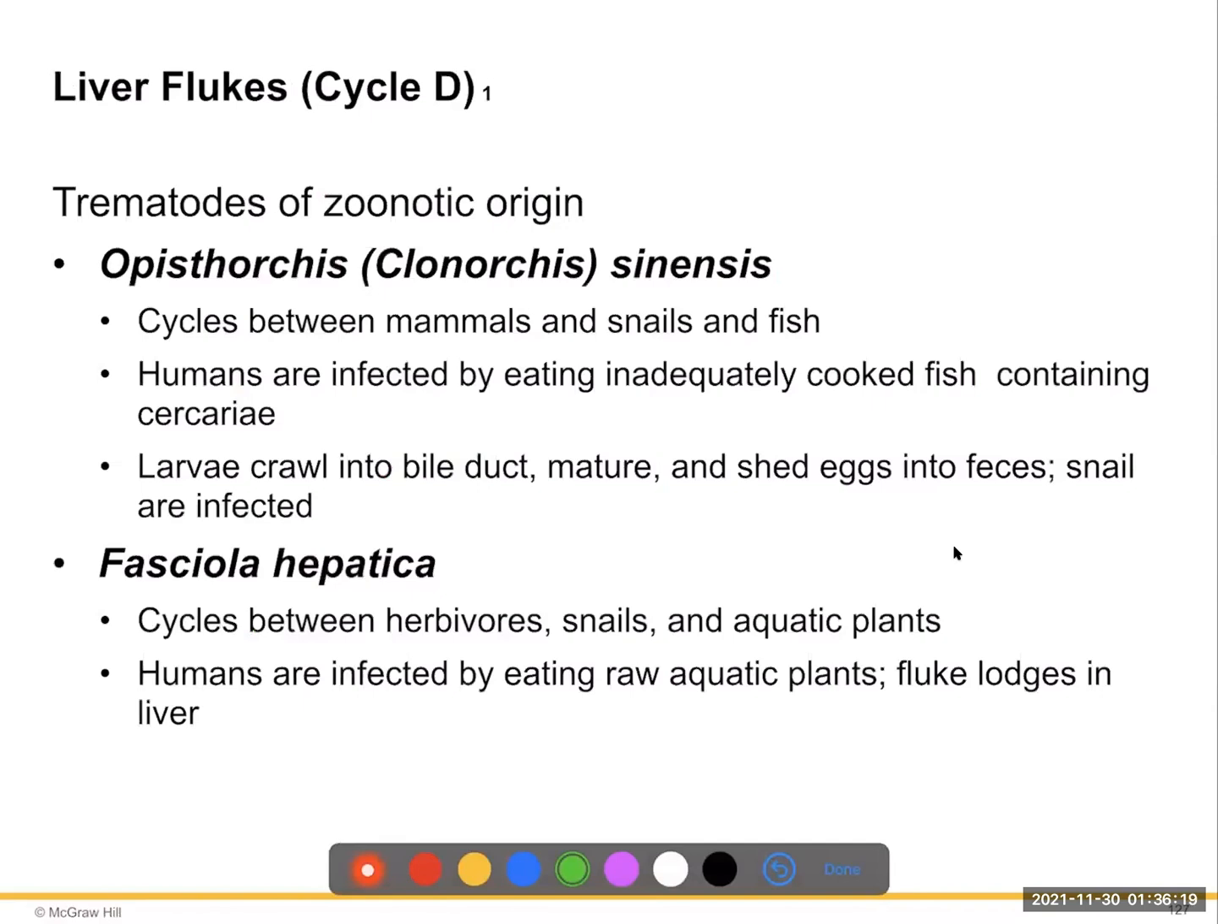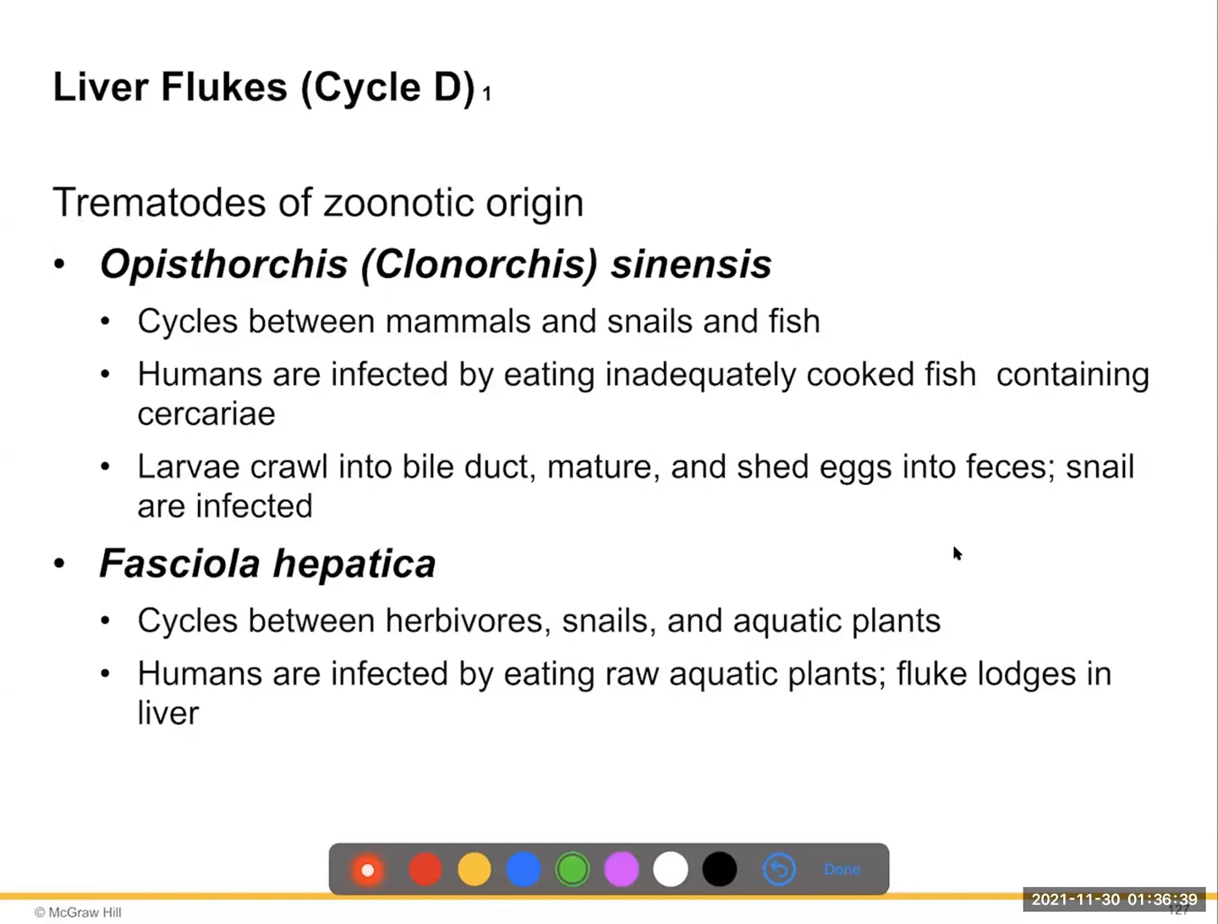Trematodes of zoonotic origin. Clonorchis: there are cycles between mammals, snails, and fish. Humans are affected by eating inadequately cooked fish containing the cercaria. The larvae crawl into your bile duct. They mature there, shed eggs into the feces, and then the snails become infected.